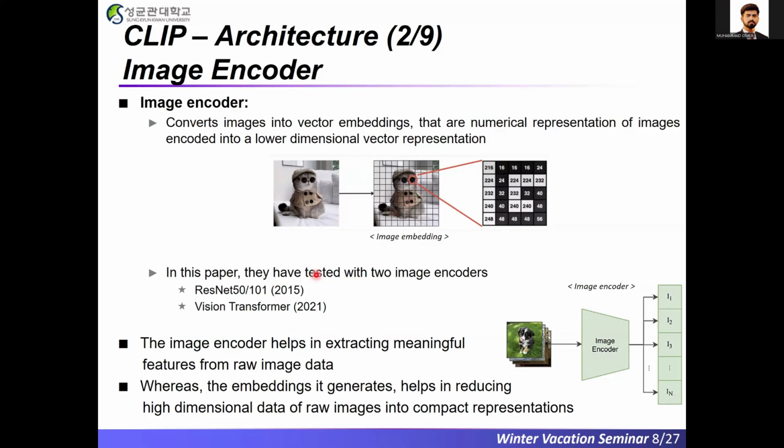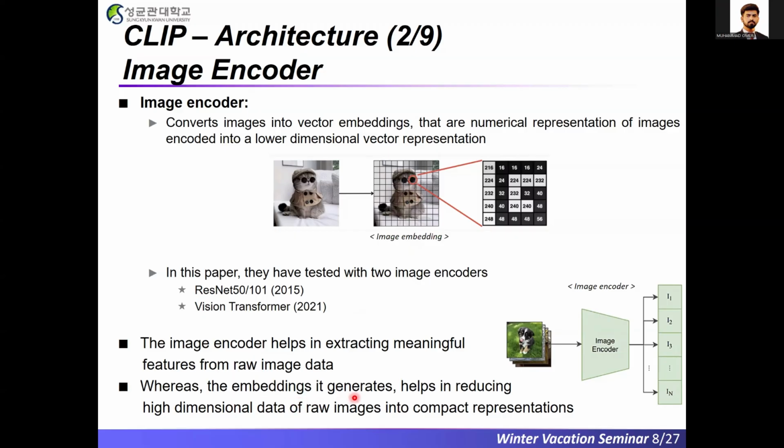For this particular paper, they tested with two image encoders: ResNet 50, with a variant of 101, which was introduced in 2015, and another variant, Vision Transformer, which came in 2021. The image encoder helps in extracting meaningful features from raw image data. For example, where is the curve in an image? Where does the color change? What are the objects in an image? These are some of the high level things that are extracted by an image encoder using image embeddings.